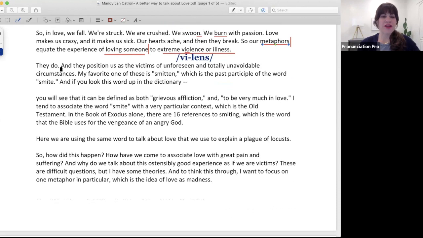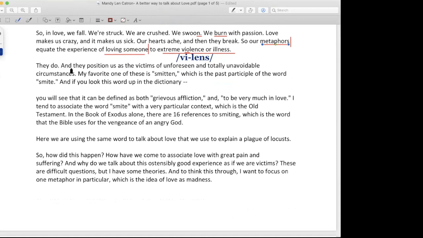Okay, so now let's do the next paragraph. And I want you to keep that intonation going through this next one, okay? They do, and they position us as a victim of unforeseen and totally unavoidable circumstances. My favorite one of this is smitten, which is the past participle of the word smite. And if you look this word up in the dictionary, you'll see that it can be defined as both grievous affliction and to be very much in love. I tend to associate the word smite with a very particular context, which is the Old Testament. In the book of Exodus alone, there are 16 references to smitten, which is the word that the Bible uses for the vengeance of an angry God.